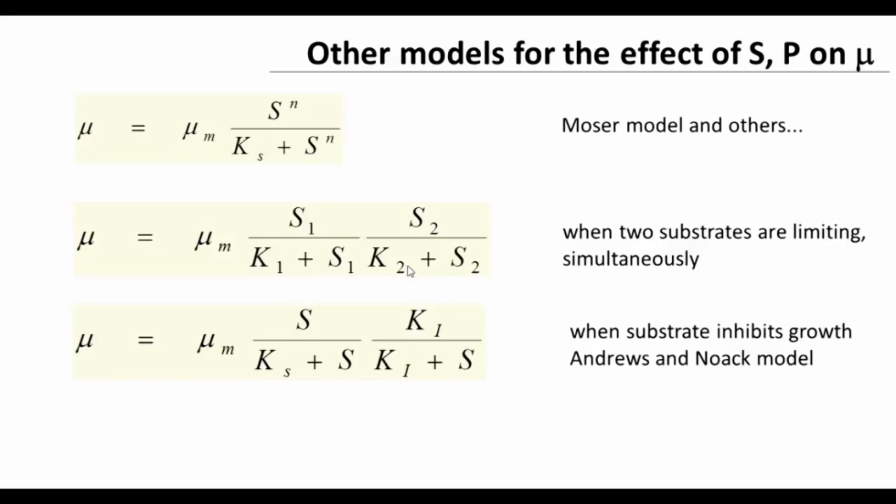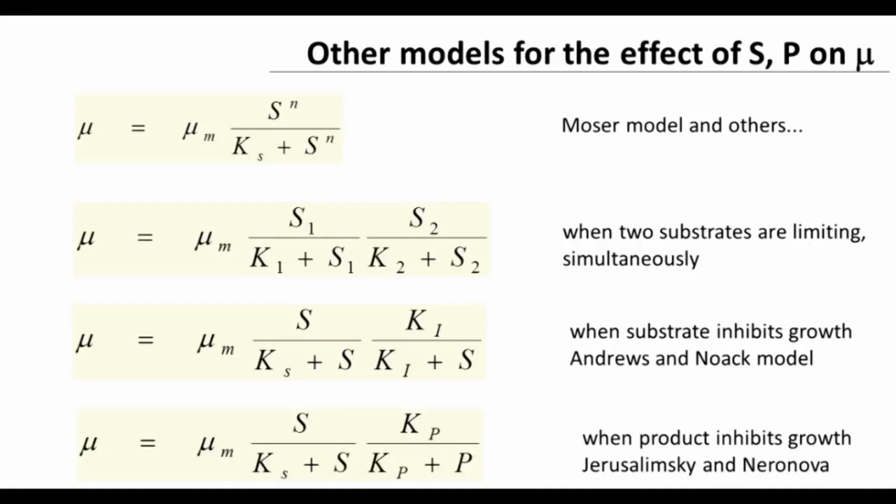When the substrate happens to inhibit growth, some substrates do that, then you could use this model, which was given by Andrews and Nowak. Mu equals mu m S by Ks plus S into Ki, the inhibition constant, Ki by Ki plus S. This is the Andrews and Nowak model. And I'll probably mention one more model, the Jerusalemsky and Neranova model, which gives the effect of product inhibition on the growth. Mu equals mu m S by Ks plus S into Kp by Kp plus P.